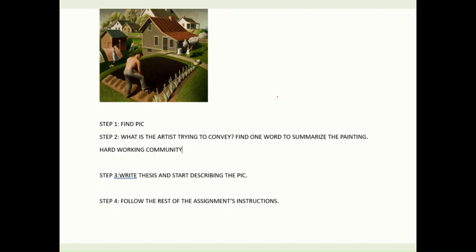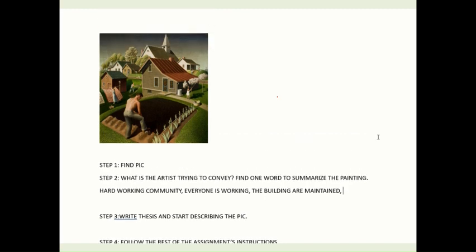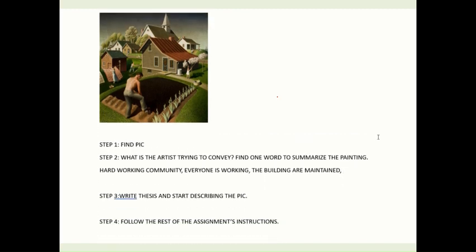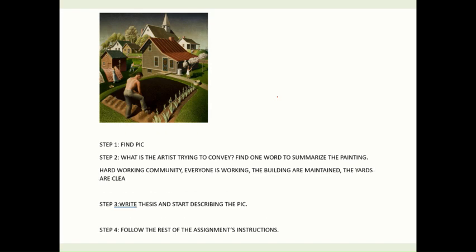Or the picture. It looks like it's a hardworking community. Everybody's working. It looks very traditional. It looks like it's in America, maybe rural. The yards look nice. Everything is neat. I see a church. Although I do see rain clouds. So I don't know. Maybe those rain clouds mean something. You can go deep there. If you feel like those clouds mean something, then go ahead and write about that.